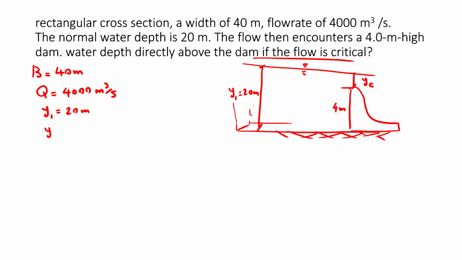And it asks for YC because it says that above the dam we have YC. So basically it asks for critical depth. First of all, what I'm doing, which is not necessary but should be double checked, is checking whether upstream, which is here, I have subcritical or supercritical. Because if I have subcritical, that's fine. Supercritical means that we will have a problem because supercritical to critical happens by a hydraulic jump. So I'm going to start by finding Fr, or Froude number 1.